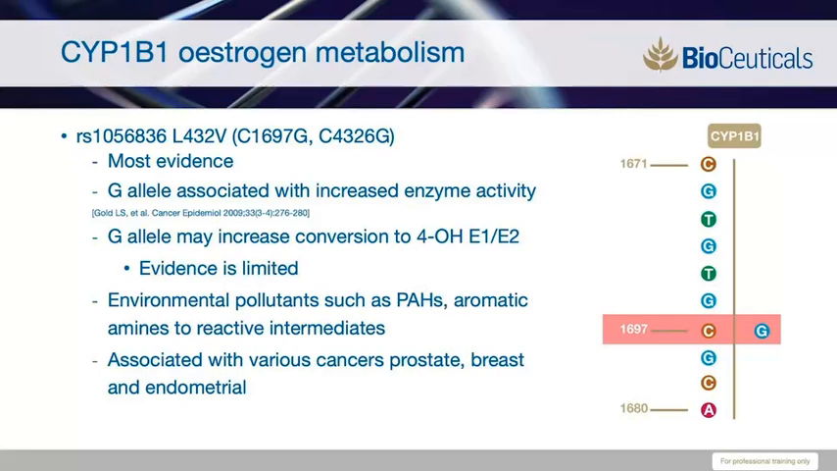This is the one that has the most evidence, or I would say the evidence suggesting that this SNP has the biggest effect on the actual enzyme. So the G allele is associated with increased enzyme activity, and this potentially can increase that conversion and encourage estrogen to go down that 4-hydroxy pathway. And that is that sort of more reactive, potentially dangerous metabolite.